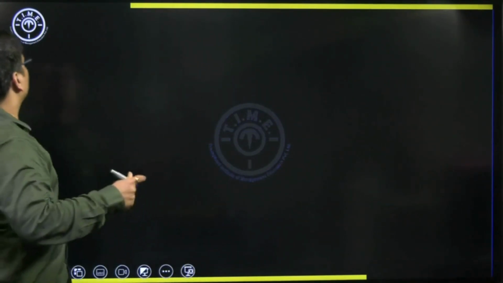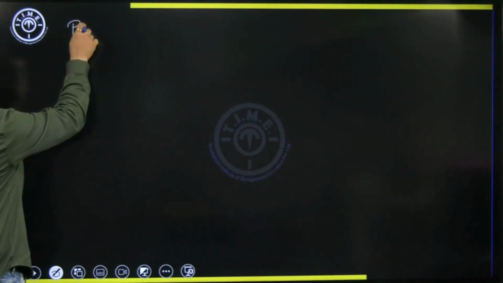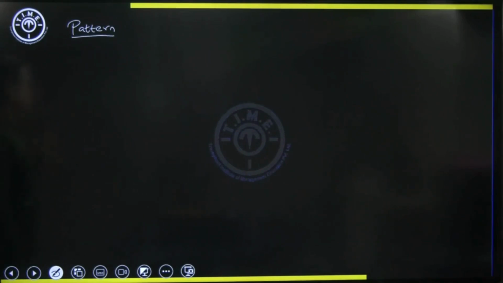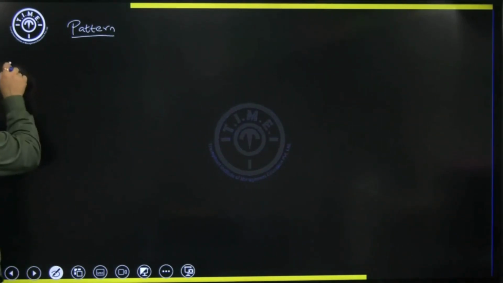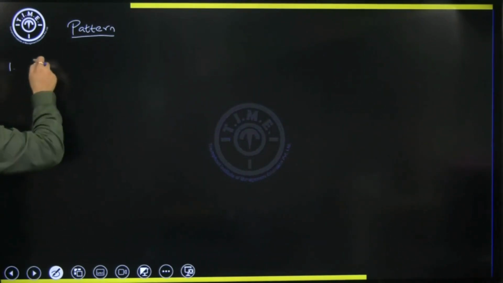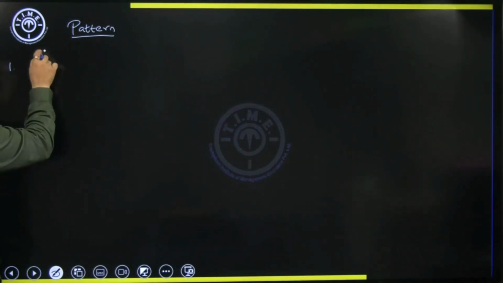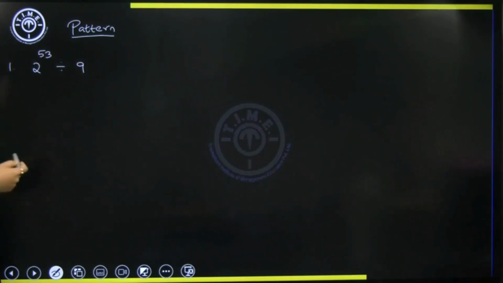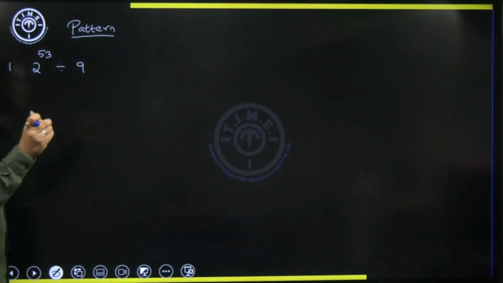In this video, we are going to talk about a particular method which we call the pattern method. So what do you mean by pattern method? Let's understand this with the help of a few examples. Say for example, if the question asks us what will be the remainder when 2 to the power 53 is divided by say 9. Find the remainder.